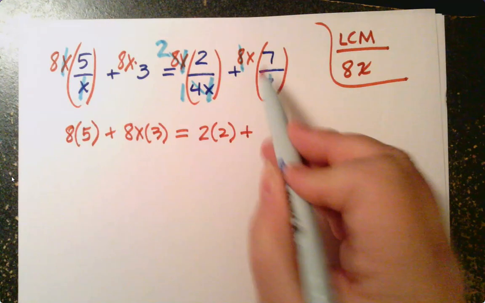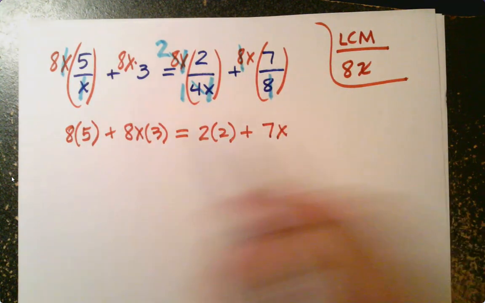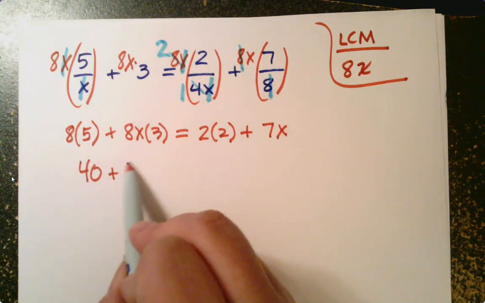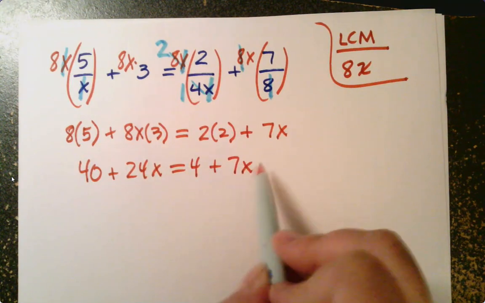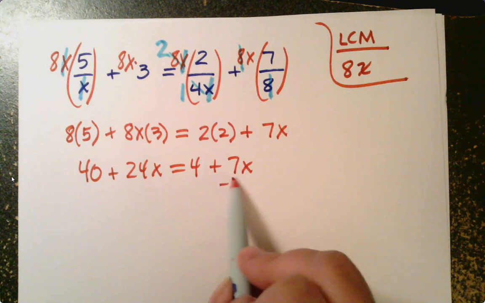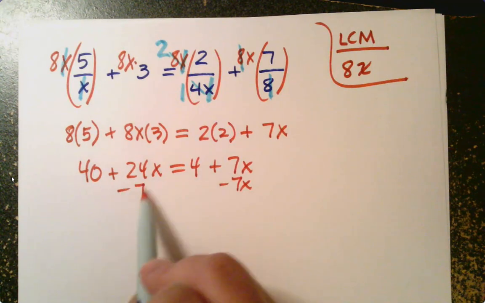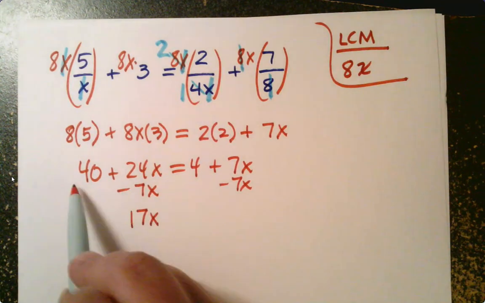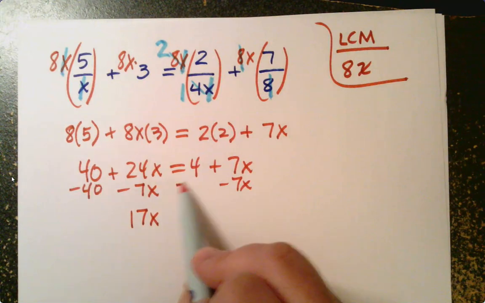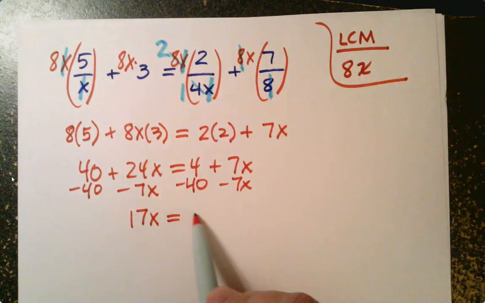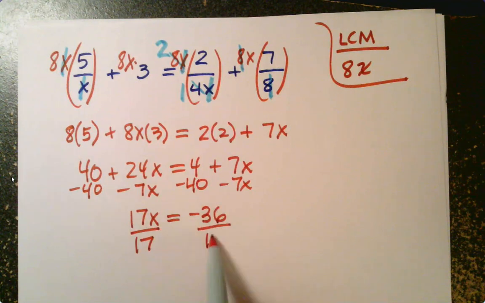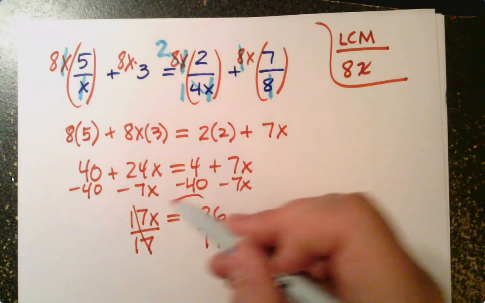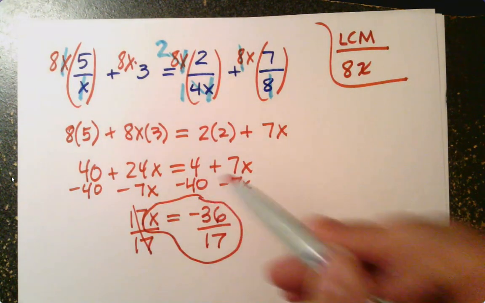plus x times 7. So I have 40 plus 24x equals 4 plus 7x. I am going to move my x's to the left. That would give me 17x. And my constants or numbers to the right. That gives me negative 36. And x is equal to negative 36 over 17. That doesn't reduce. So there's my answer.